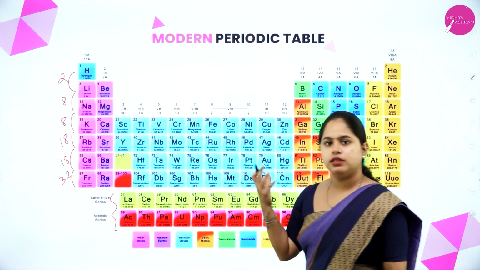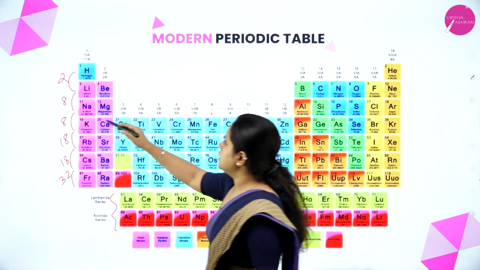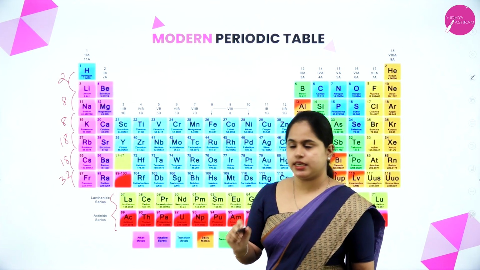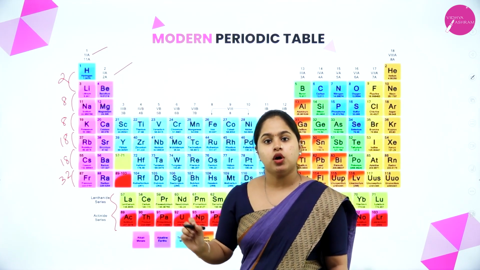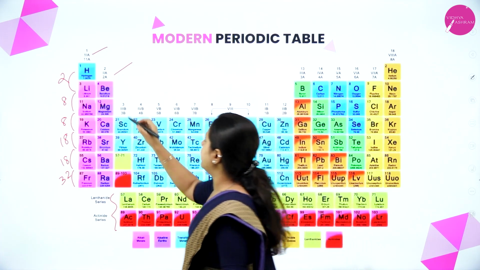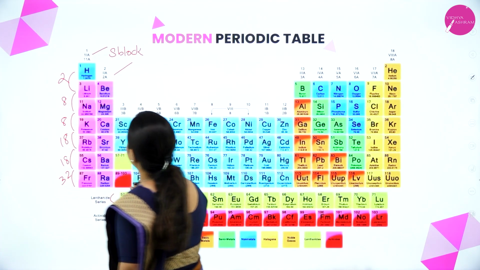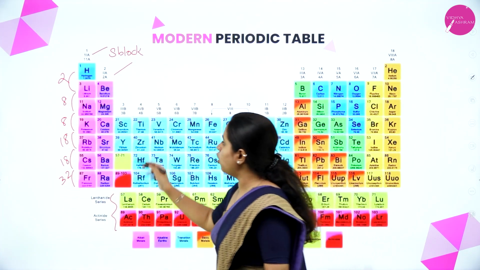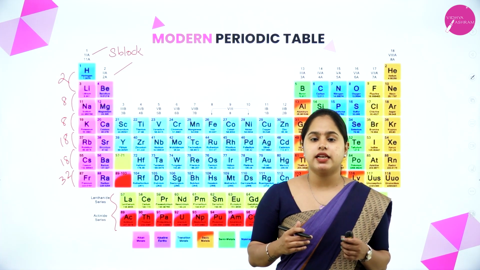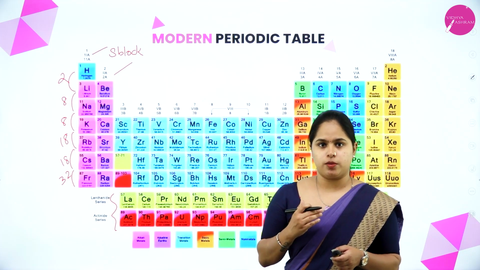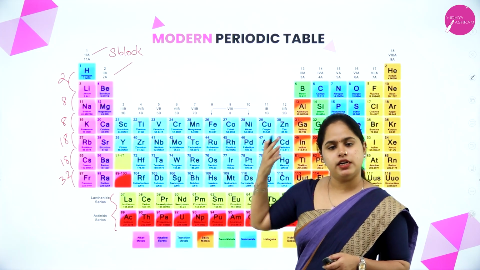Now coming back to the details of the modern periodic table, the first two groups that you can see, group 1 and group 2, belong to a group of elements called S-block elements. Why are they called S-block elements? The whole of groups 1 and 2 are called S-block elements because the last electron fills into the S orbital. In detail, we will be studying the different blocks later.